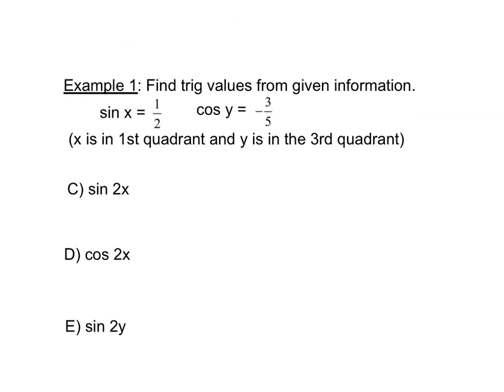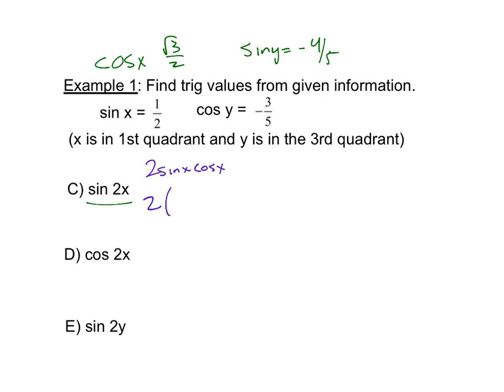All right, so kind of keep that in mind. So when I start piecing these things together, cosine of x is going to be square root of 3 over 2. Sine of y is going to be negative 4/5. So sine of 2x, if you look on your formula sheet, goes double sine x, cosine x. So I'm going to take 2, sine of x is 1/2, cosine of x is square root of 3 over 2. So multiply all that together, you get square root of 3 over 2. The 2 cancels out, and you're just left with the other one.